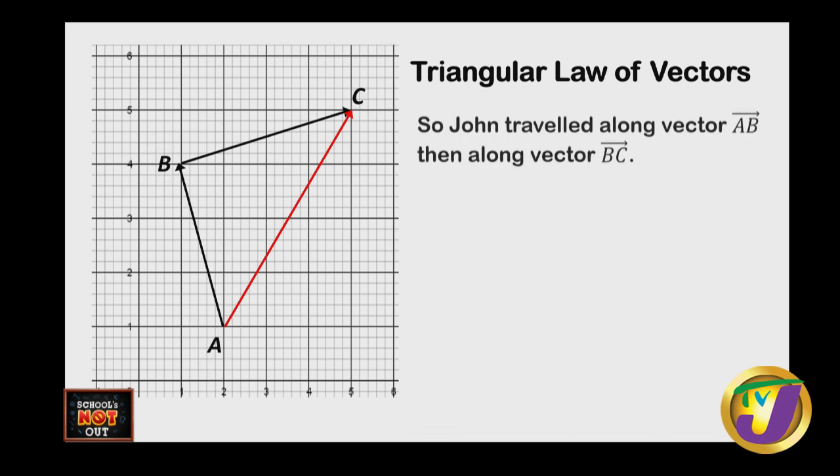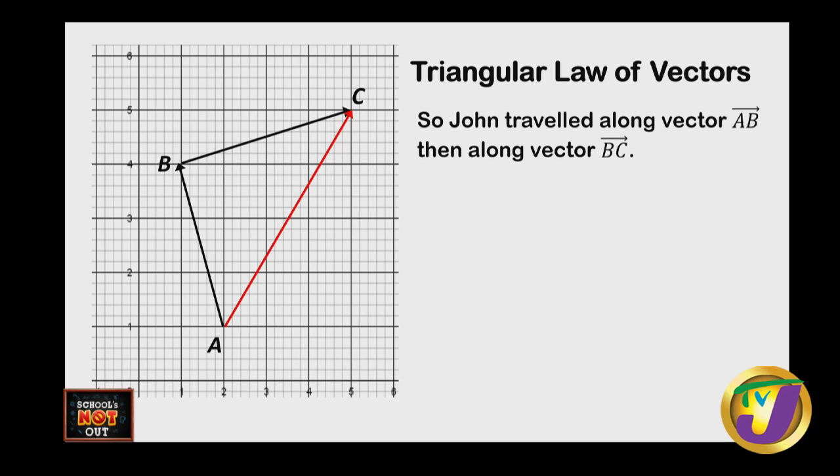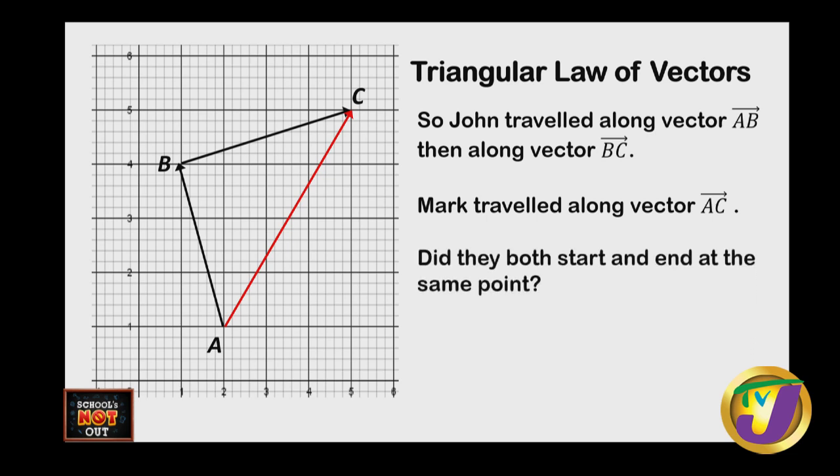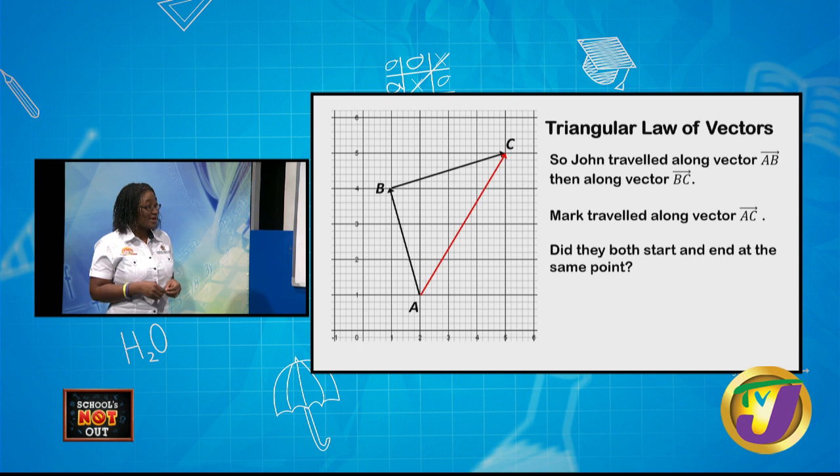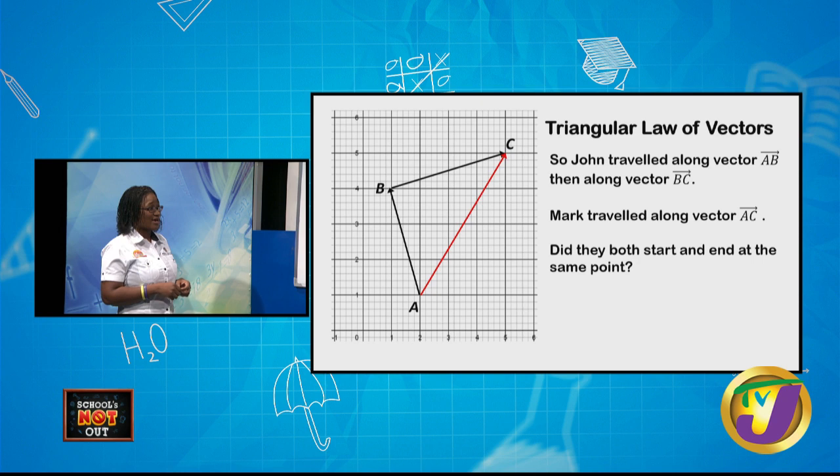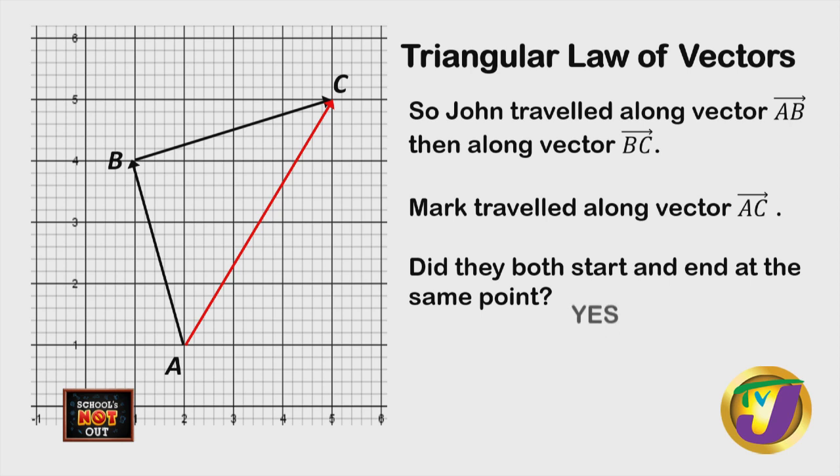All right, here we go. John traveled along vector AB, then along vector BC, right? Mark traveled along vector AC. Here's my question now. Did they both start and end at the same point? Well, we know that they were both leaving the bookstore at A, so they started out from the same point. And did they also end at the same point? Of course, they met up right at C at the game shop. So I'd say yes, they indeed did.